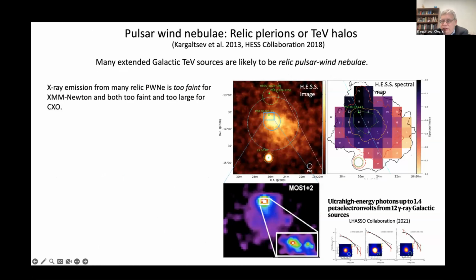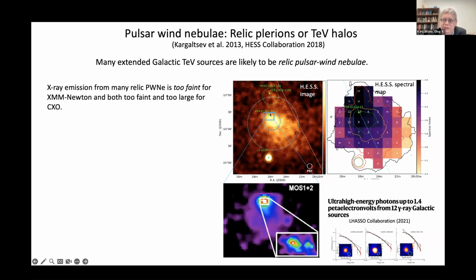Another kind of object is called relic pulsar wind nebulae, or plerions, or sometimes TeV halos. We are not really able to study them efficiently in X-rays now because they're very faint. There's actually a cooled population of these relativistic particles. They still produce X-ray emission. You can see this in XMM.